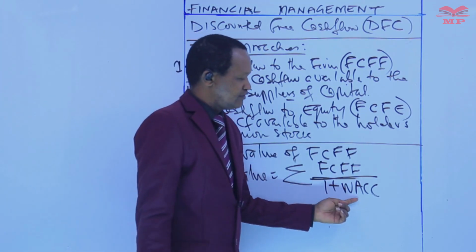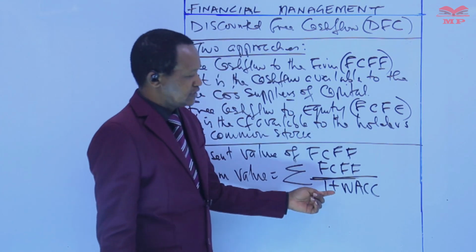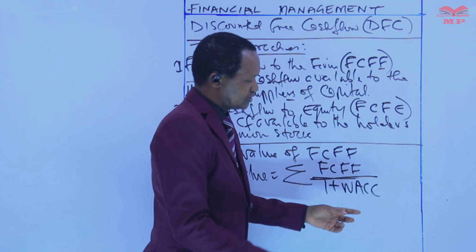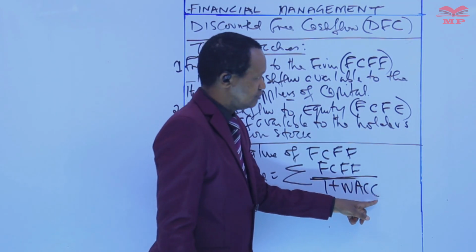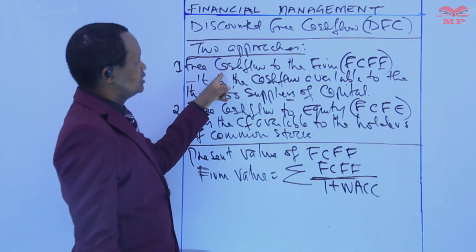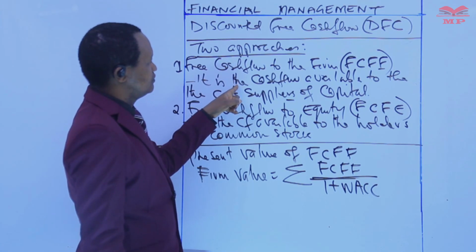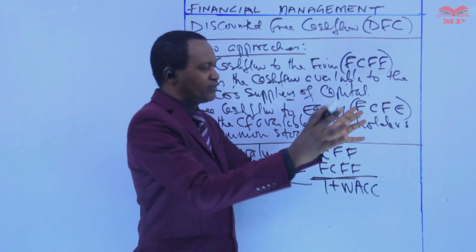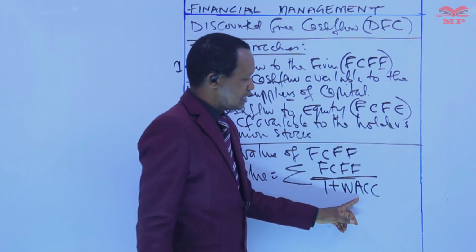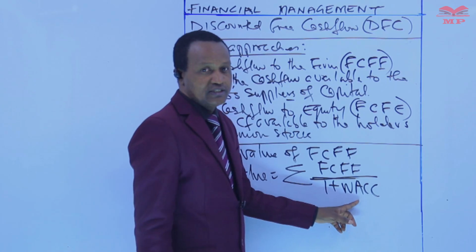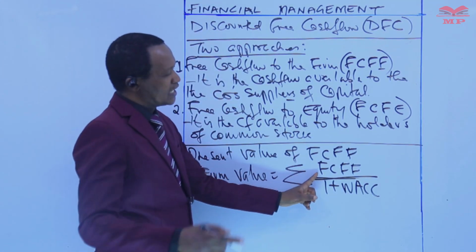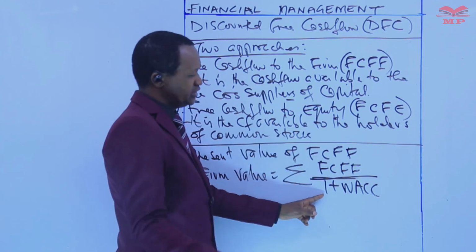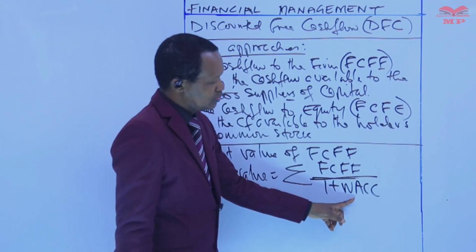Weighted average cost of capital. We are taking the average of the different sources of capital, because here we said that this free cash flow to the firm is a cash flow available to all the suppliers. So we are taking all the suppliers, the cost, then we are weighted. So this is the future cash flow to the firm. Then we discount it using the weighted average cost of capital.